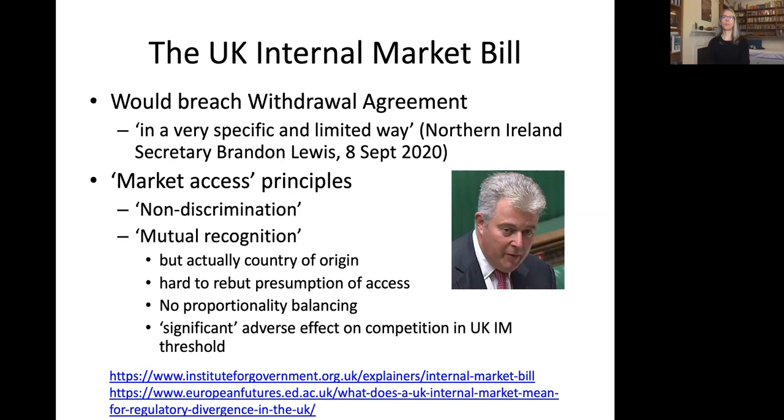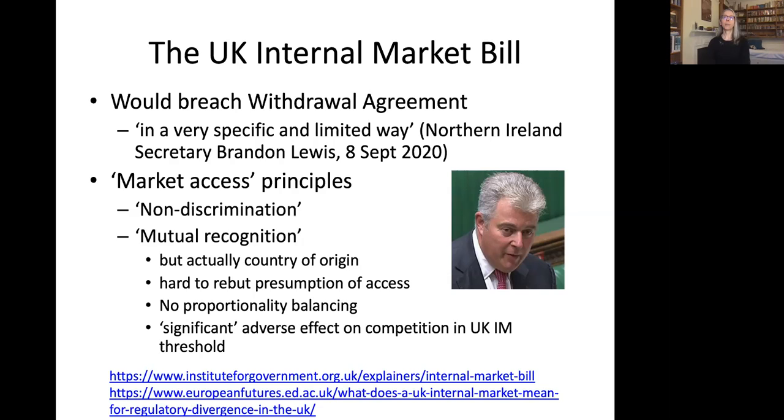The bill is based on what it calls the market access principles, non-discrimination and mutual recognition. These sound like their counterparts in European Union law, but actually they're different for four main reasons, as Kenneth Armstrong explains. First, mutual recognition in the UK Internal Market Bill is really a country of origin principle. The power to regulate is given to the jurisdiction in which the product or service is produced or originates. So if a product is lawfully sold in England, any divergent regulatory requirements in Scotland would only be applicable to goods produced in Scotland.